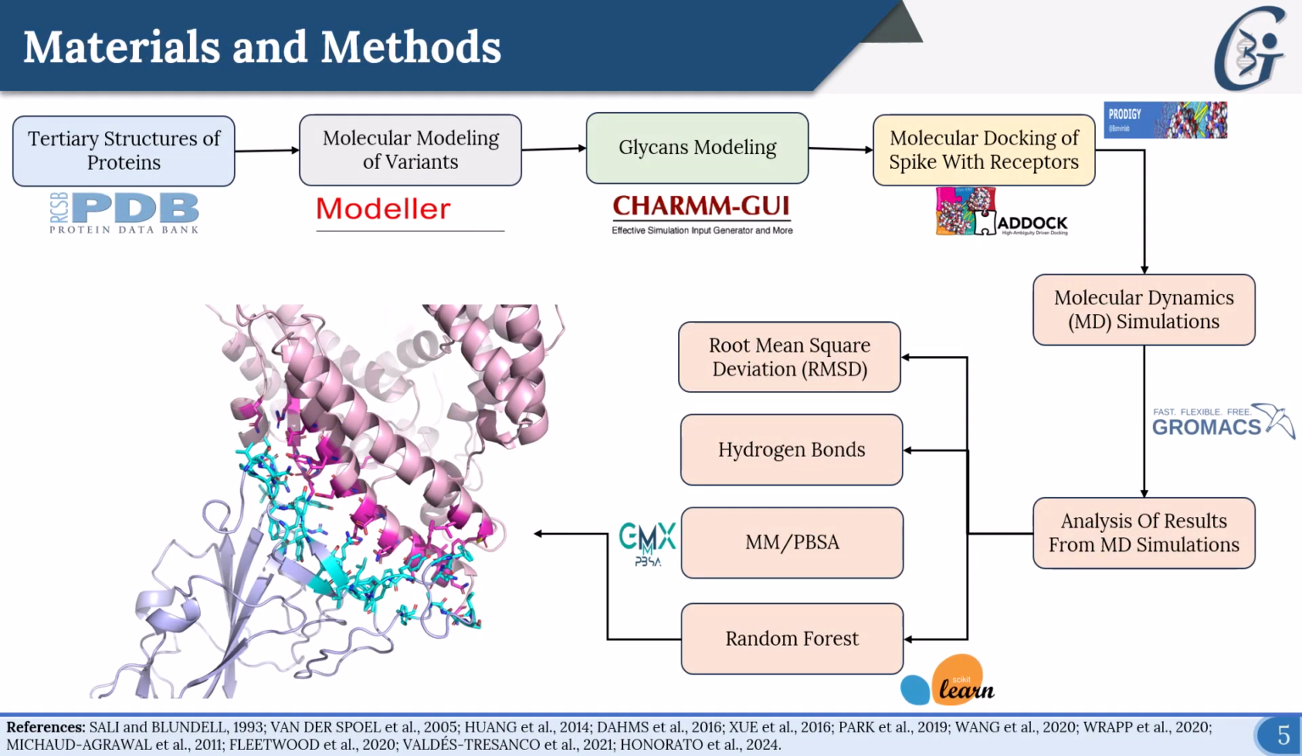To achieve this, we carefully model the spike protein from multiple variants, including the glycans present on both spike and ACE2. We then performed molecular docking to investigate interactions with host receptors, followed by molecular dynamics simulations to assess structural changes over time. Stability was evaluated through the RMSD over time, while hydrogen bonds and binding free energy were analyzed using the MMPBSA method. Finally, we applied a random forest model to identify the most relevant residue pairs involved in these interactions.